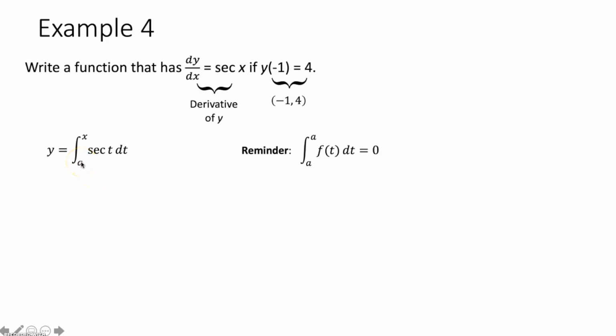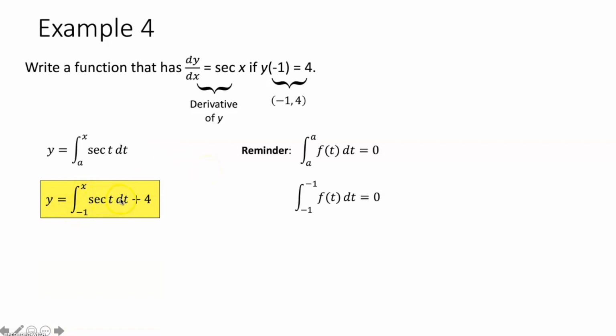Now you say, why would you do that? Well, because if -1 is my lower limit of integration, then I could satisfy this part of the equation because if I were to plug in -1 for x, I would have the integral from -1 to -1 of secant t dt, which has to equal 0. So all I would have to do then to satisfy this part of the question is just add a 4 to the end of this function, making it y is equal to the integral from -1 to x of secant t dt plus 4.